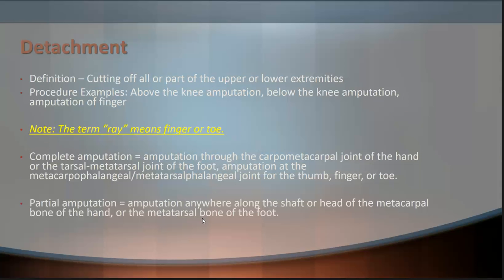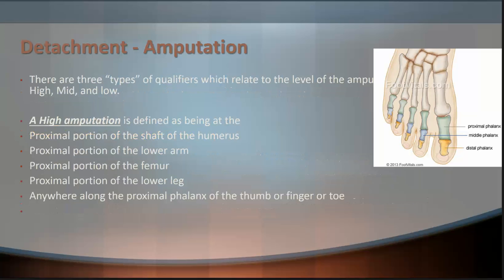Additionally, partial amputation is amputation anywhere along the shaft. So if we look back at that picture of the toe, the toe is actually not a great example to use for the shaft, but anywhere along the shaft or the head of the metacarpal of the hand or the metatarsal of the foot. Now the metatarsal, we can look at that one because we have that in the next slide.